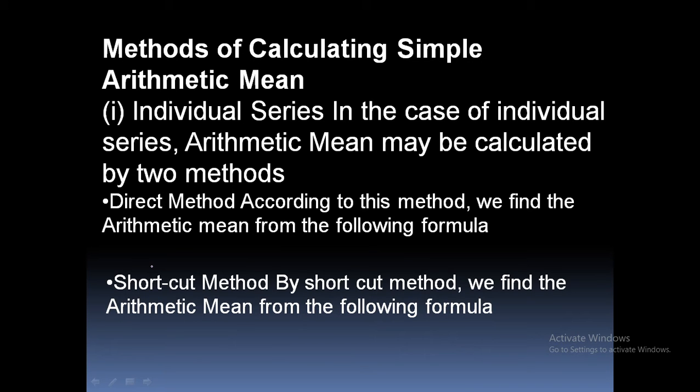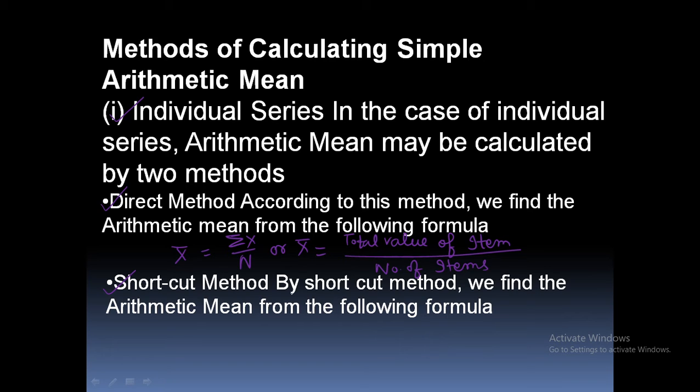What are the methods of calculating simple arithmetic mean? First is individual series. In case of individual series, arithmetic mean may be calculated by two methods, direct method and second is shortcut method. In direct method, we will use this formula. Mean is equal to sigma x over n, or you can write it like this, total value of items over number of items.